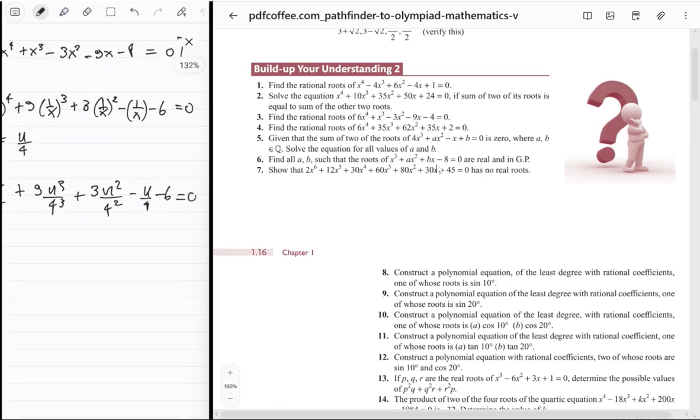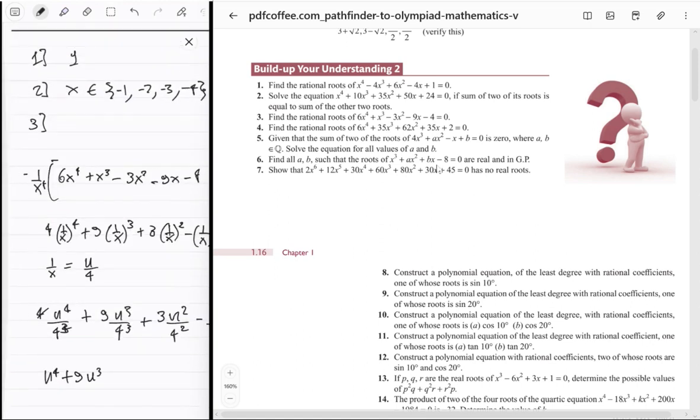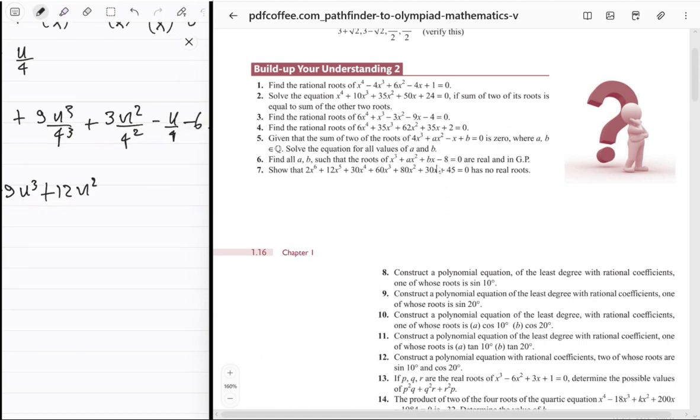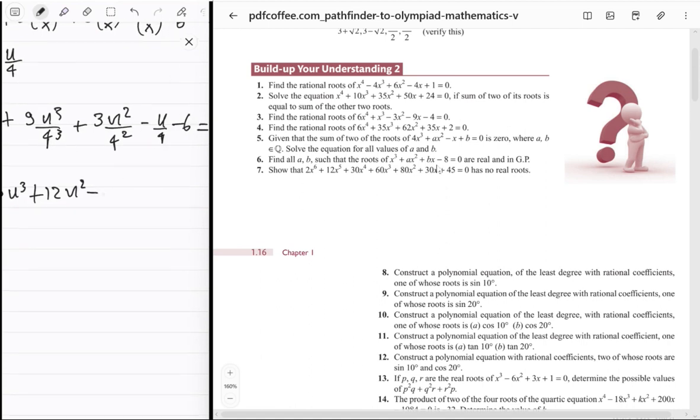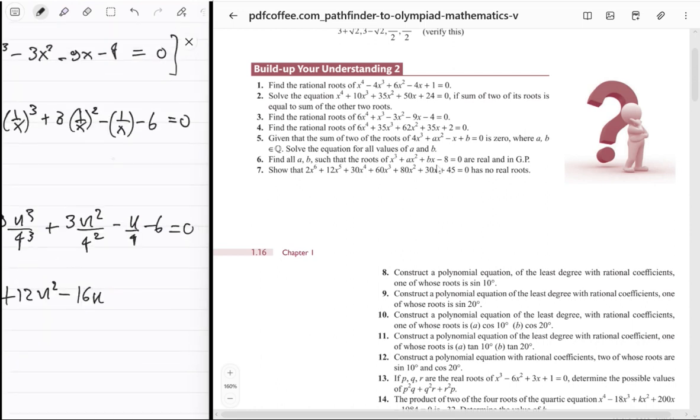So now multiply this thing by 4 cubed. So you just get u^4 plus 9u^3. Is that right? It should be 9u^3. Yes. Then you've got 4 times 3, which is 12, so 12u^2, and minus, now you've got 4 squared, so minus 16u, and finally minus 6 times 4 cubed, so 6 times 64, which is 384, so minus 384.